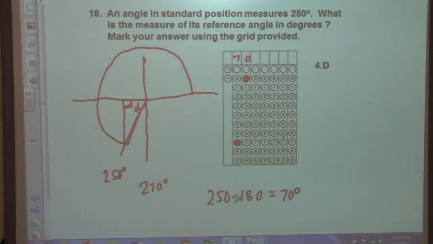The key thing here: if you're in quadrants 2 or 3, it's going to be relative to 180. In quadrant 2, it'll be 180 minus whatever angle it is here. In quadrant 3, it's going to be that angle minus 180. In quadrant 4, it's going to be 360 minus that angle, and you get a reference angle. In quadrant 1, the reference angle is the angle itself.